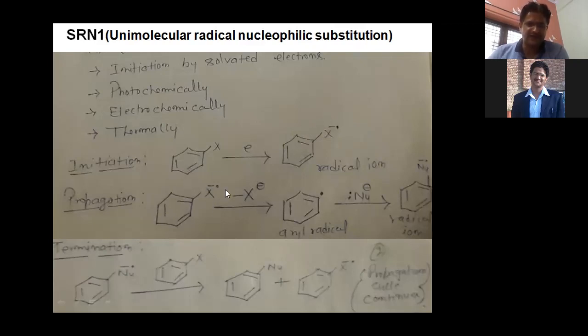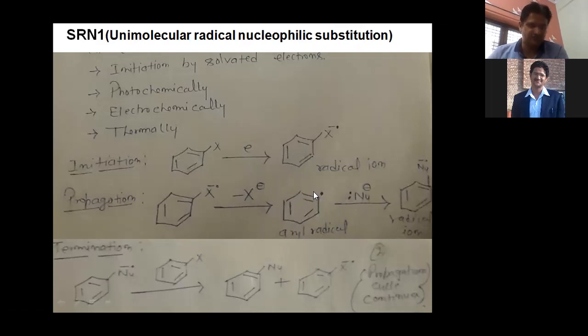After that, this radical loses X minus, meaning X leaves with the sigma bond. So X minus leaves, and this free electron comes to the benzene, and it converts into an aryl radical. So this is also an important step. First it converts into this type of radical ion, then it loses X minus and converts into an aryl radical.